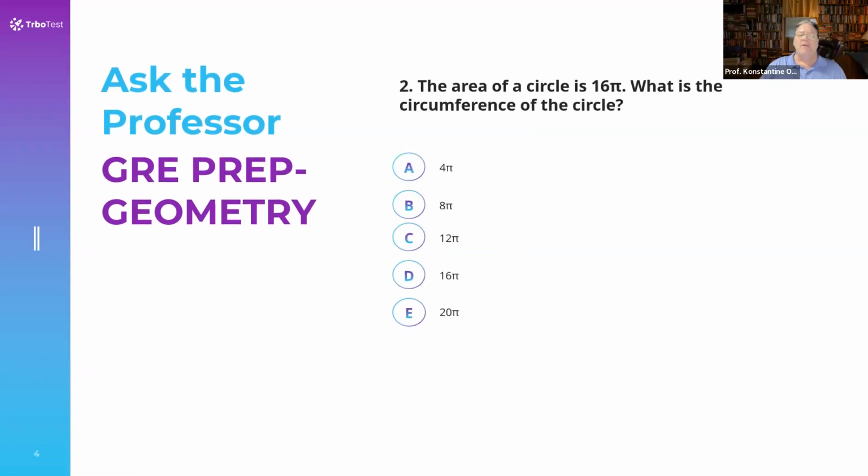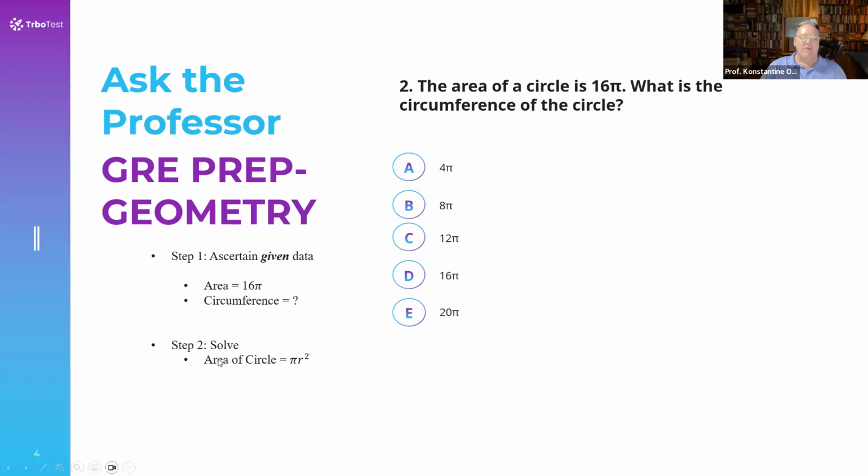The second question with geometry is, the area of a circle is 16 pi. What is the circumference of the circle? Notice the answers are circles. The letters are in circles, so therefore it's only one correct answer. Ascertaining the information we're given, the area equals 16 pi. They're asking us what the circumference is.